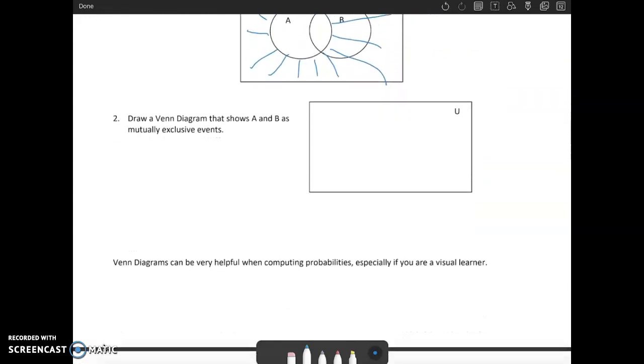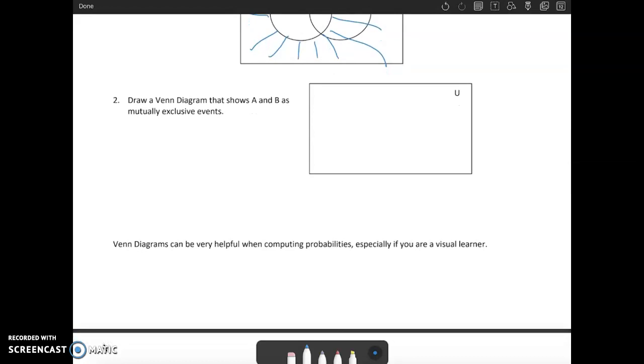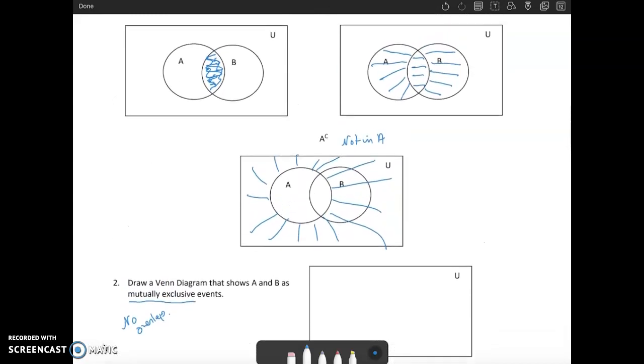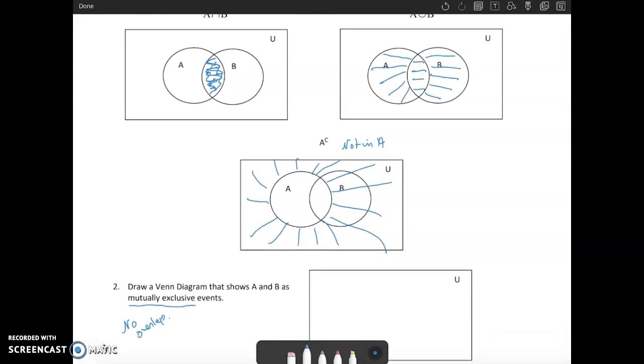What about a Venn diagram showing A and B as mutually exclusive sets? So remember, again, mutually exclusive means there is no overlap. They cannot happen at the same time. So all of my images so far have sort of indicated or implied that they are not mutually exclusive. There's been this overlapping wedge in all of these cases that I would expect some elements to fall inside.